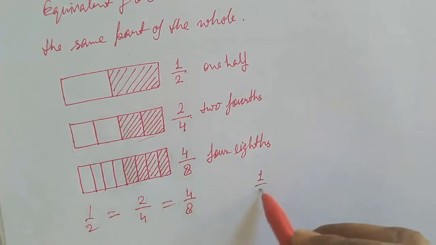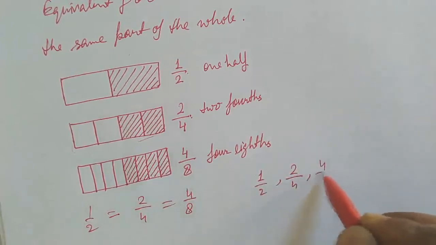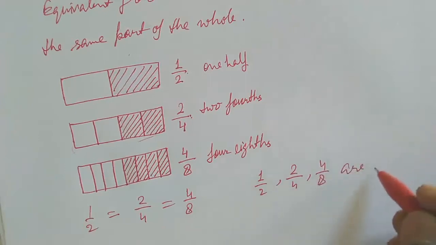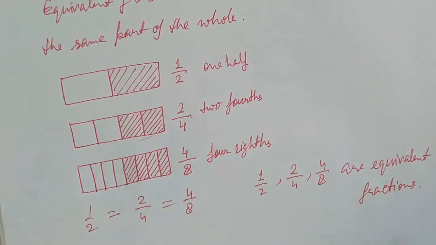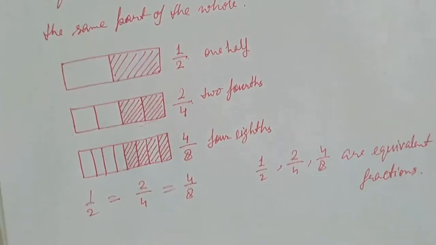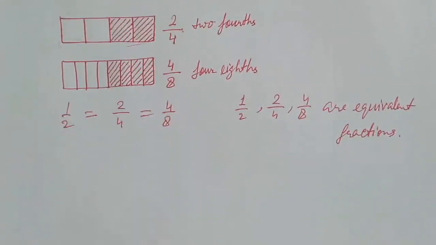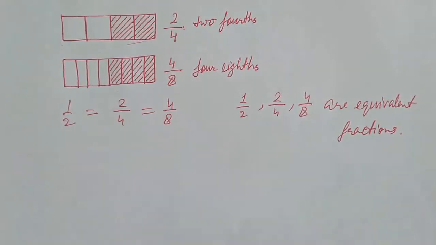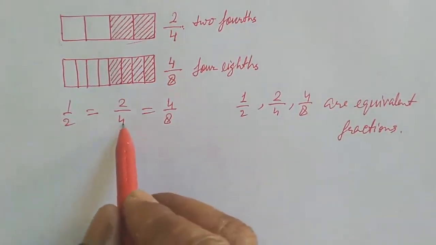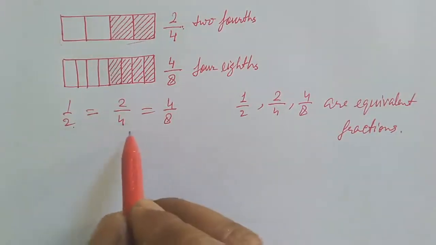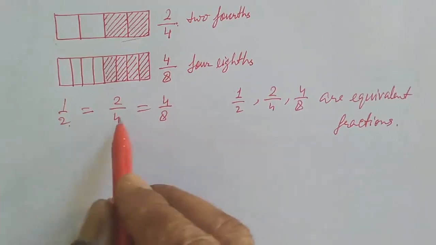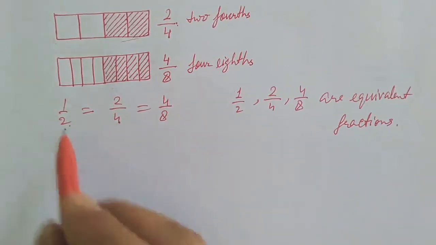Now in this case, 1 by 2, 2 by 4 and 4 by 8, they are equivalent fractions. Okay, so this is the meaning of equivalent fractions. You can also understand the concept of equivalent fractions in this manner. If you can convert this fraction into this fraction, then the two fractions will be equal, they will be equivalent. For example, let us convert this fraction into this fraction.